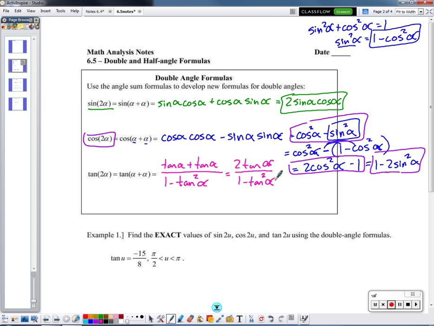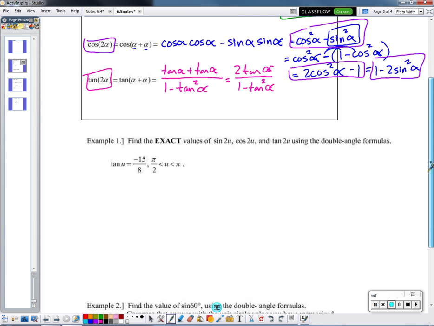I don't actually go ahead and memorize these guys. All I do is remember how to do it with the sine, cosine, and tangent sum formulas, and derive those. Alright, so let's go ahead and try some practice problems here.